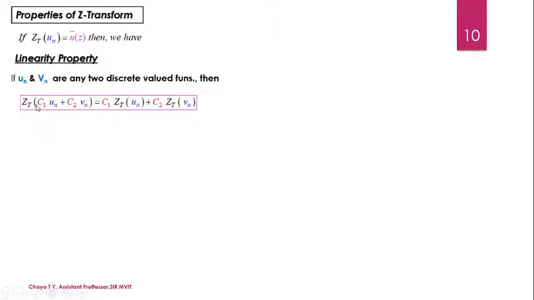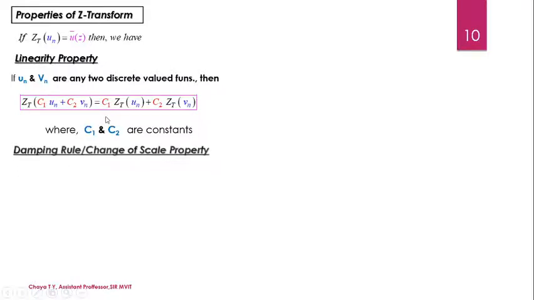So what is linearity property? Suppose we have two sequences or discrete valued functions of the kind u suffix n and v suffix n, then the Z transformation of C1 un plus C2 vn is nothing but C1 times the Z transformation of un plus C2 times the Z transformation of vn, where C1 and C2 are constants. That means if you want to find the Z transformation of any sequence associated with a constant, take the constant outside and then apply the Z transformation for the sequence. That's the meaning of the linearity property.